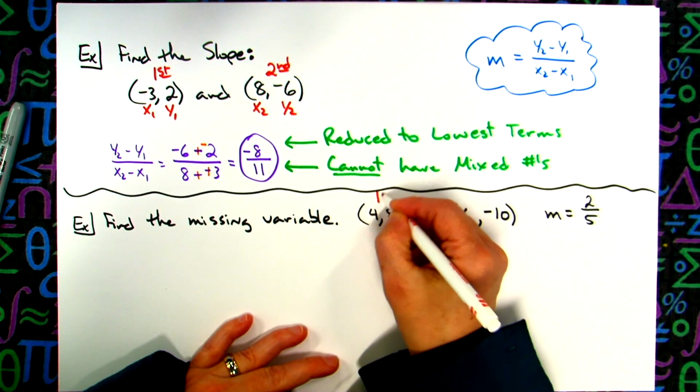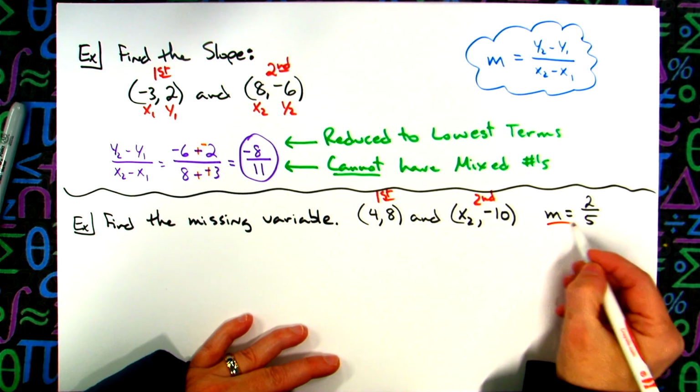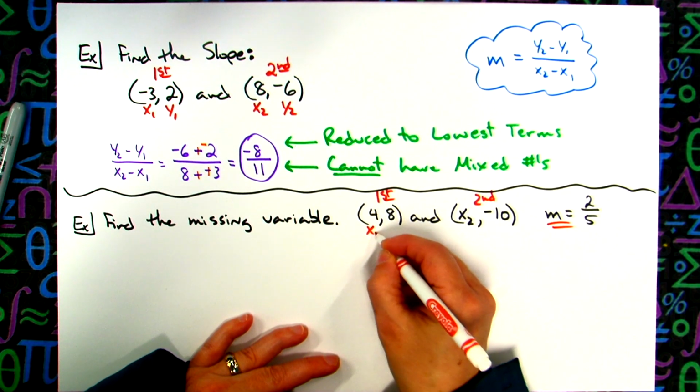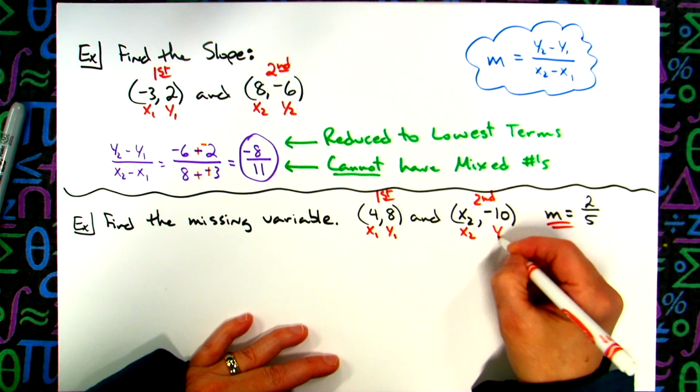All right, this is our first point. This is our second point. M's already labeled, so I don't really need to label that. This would be x sub 1, this is y sub 1, this is x sub 2, which matches my x sub 2 there, and this is y sub 2.